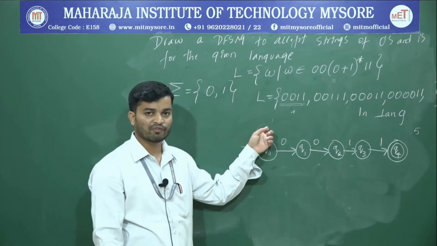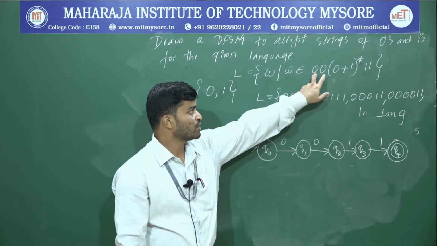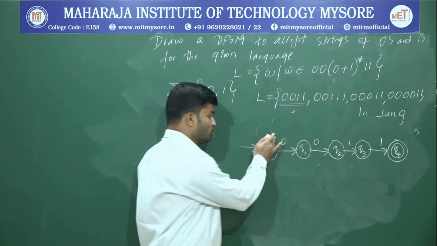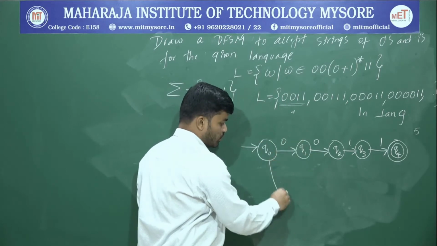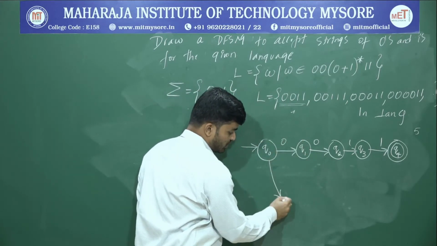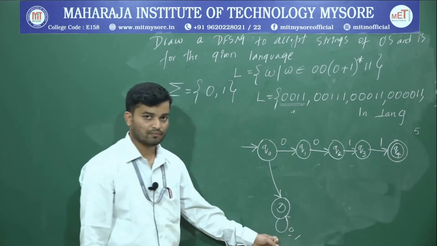If I write a loop upon 1, what will happen? It will start from 1, but our requirement is it should start from 0 0. Therefore, there is no other option. If I connect anywhere, that will start with 1. Therefore, I have to go with one state, and that state is called the dead state. And once you reach the dead state, remain within the dead state.